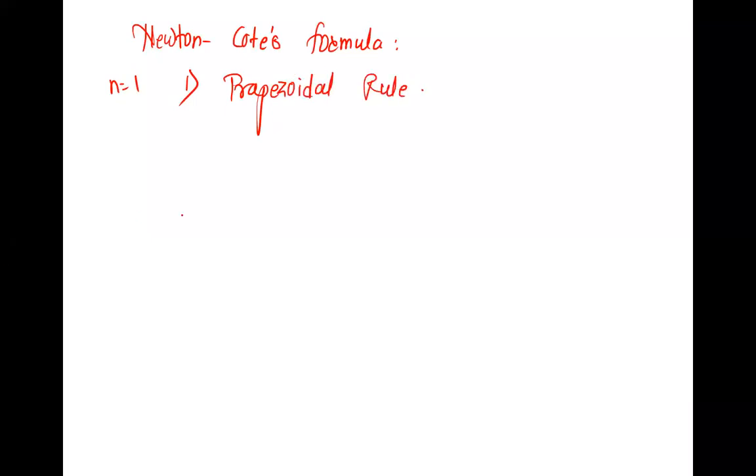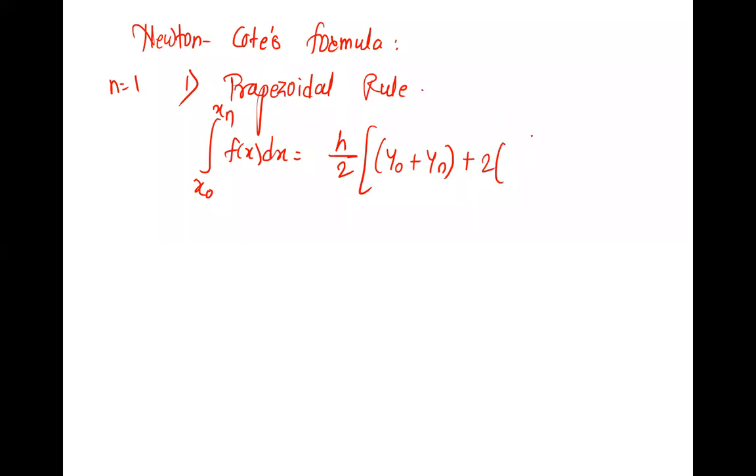What is the formula? Trapezoidal integration x naught to xn f of x dx is what? H by 2 into first plus last, y naught plus yn, plus 2 into remaining all, y1, y2, y3, remaining all up to yn minus 1. Very good. So here, this x naught to xn, xn is x naught plus nh.